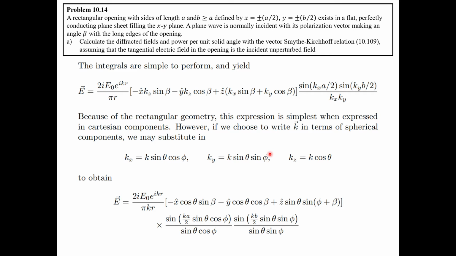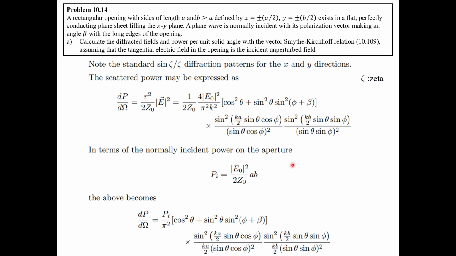expressed in Cartesian components. However, if we choose to write the k vector in terms of spherical components, we may substitute in the spherical coordinates to obtain the E field in the spherical coordinates. And note the standard sin zeta over zeta diffraction patterns for the x and y directions.